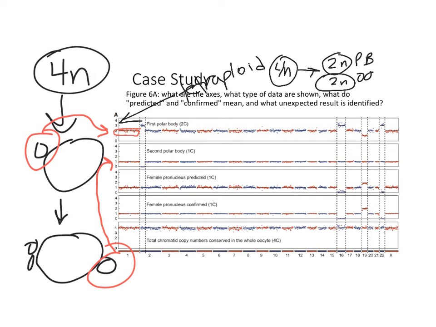And what did they find? Was that true for all the chromosomes in this oocyte that they're looking at the polar bodies of? Is there any place where there is not two copies of a chromosome in the first polar body and one in the second polar body? In between the dashed lines?